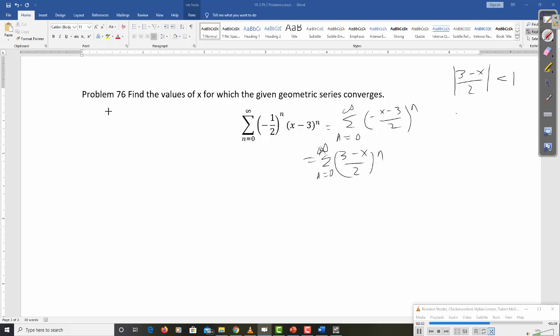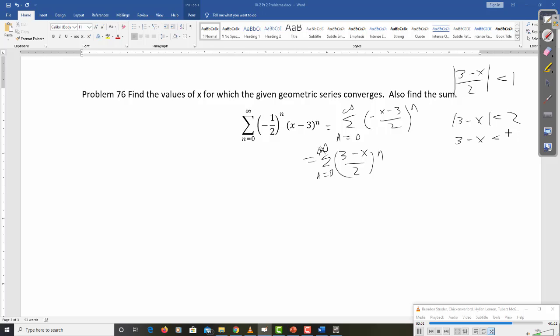Oh, it said also find the sum. I'll type that in here. So first off, if that's true, then I'm going to multiply off the 2. Absolute value of 3 minus x is less than 2. So that means the distance between 3 and x has to be less than 2, which just based on that, just subtract and add 2 to 3, you get 1 to 5, but we can actually solve it.